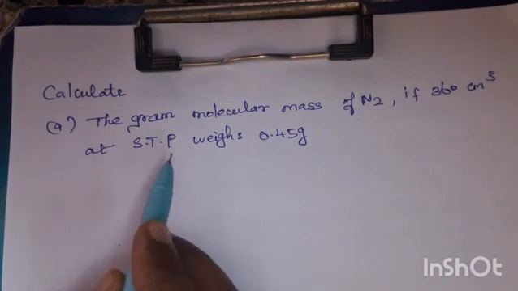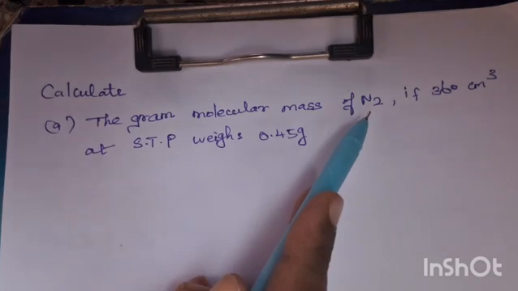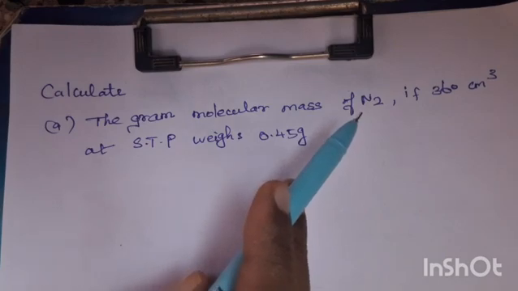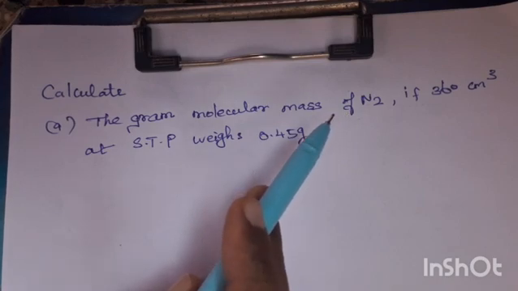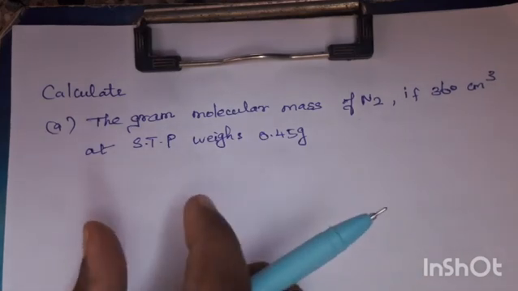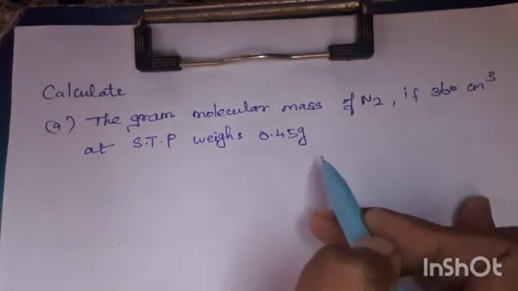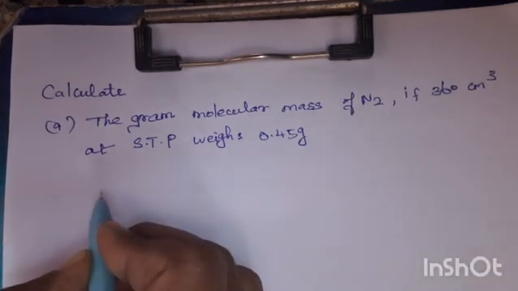So what is the molar concept? We are talking about nitrogen molecules; 1 mole of it occupies 22.4 liter or 22.4 decimeter cube or 22,400 ml or 22,400 centimeter cube. So the weight respective to that volume is the gram molecular mass. But here we have been given a weight respective to 360 centimeter cube.